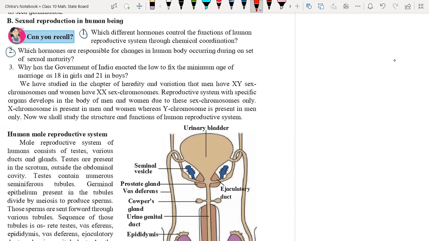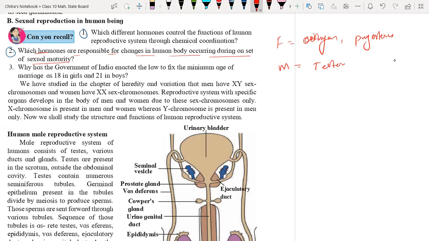The second question says, which hormones are responsible for change in the human body occurring during sexual maturity? Again, in case of female, we have estrogen and progesterone. And in case of male, we have testosterone.